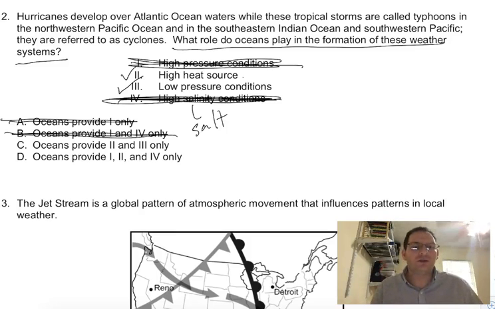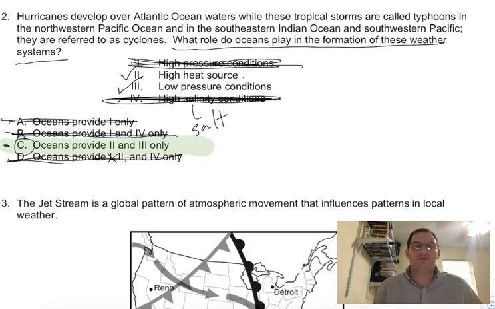See, C, oceans provide 2 and 3 only. Well, both of those are looking good, so let's put a line next to it saying come back to that. And D, oceans provide 1, 2, and 4 only. We know 1 is no good. That's definitely it. So by the process of elimination, we know C is our correct answer. Looking for C.